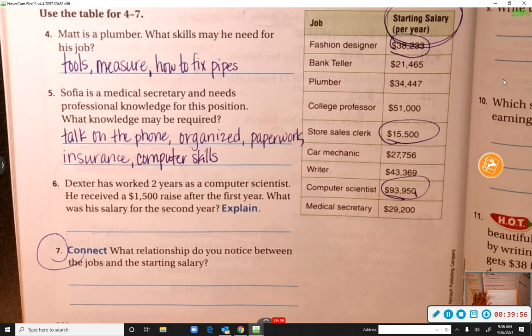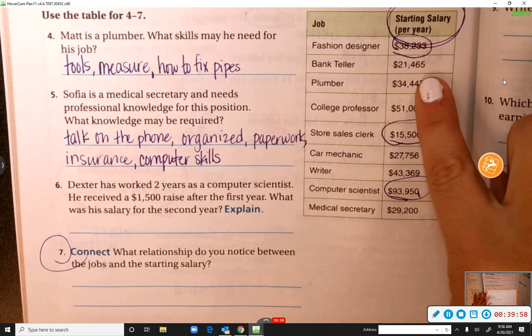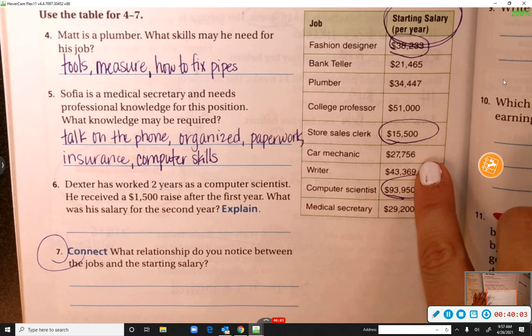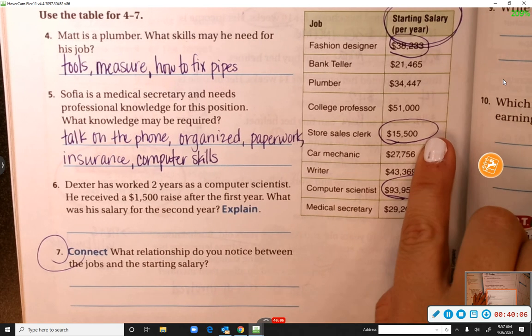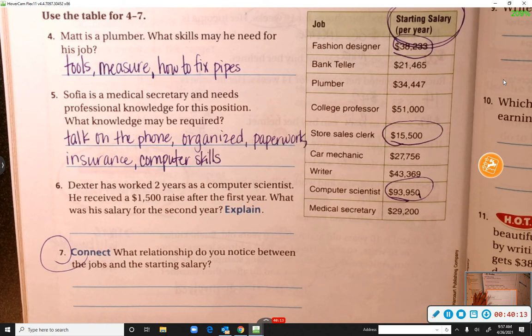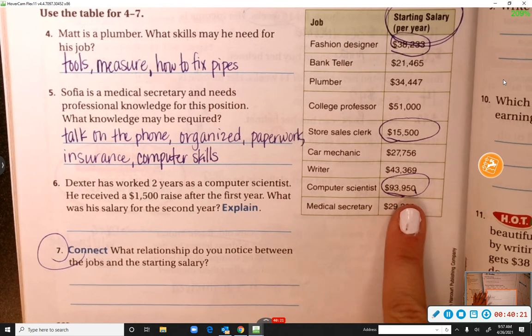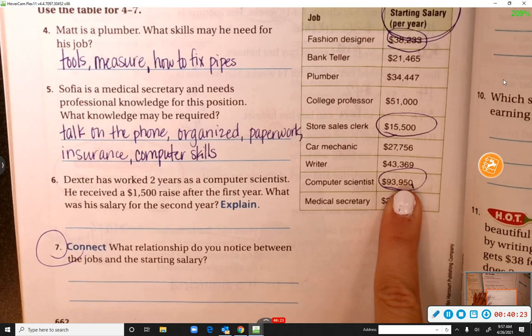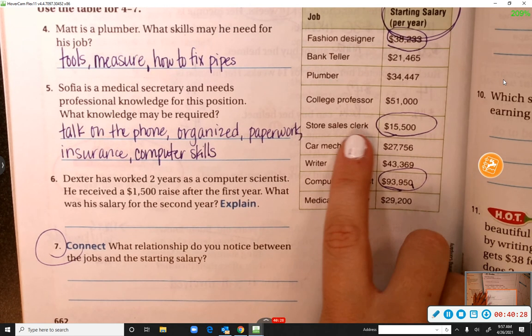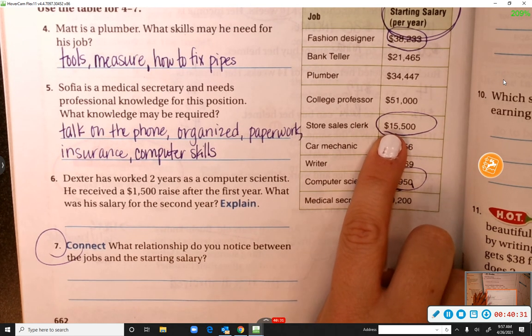Possibly. Okay. The lower they get, probably the less education you might need to do that. Okay. So do you think you need to go to college to be a store sales clerk? No, probably not. You could do that for a summer job as a kid in high school or college. Okay. So the relationship means the higher you get paid, probably the more education you need to have that job. The lower you get paid probably means the less education you need to get that.